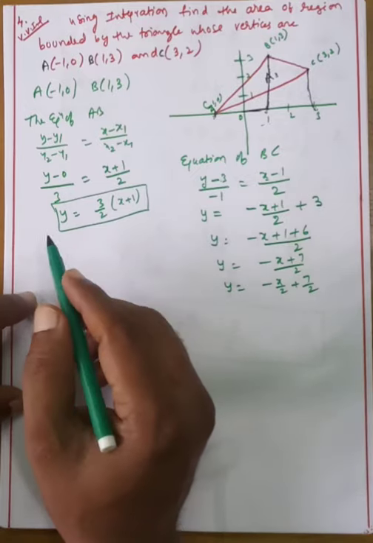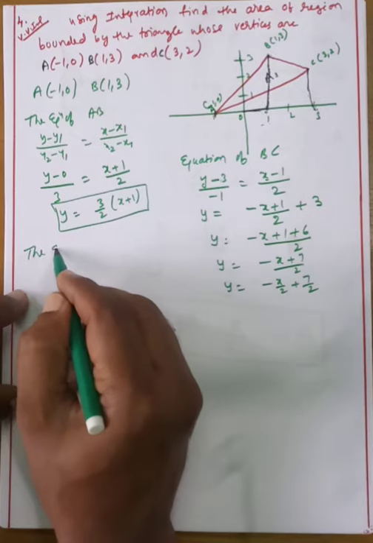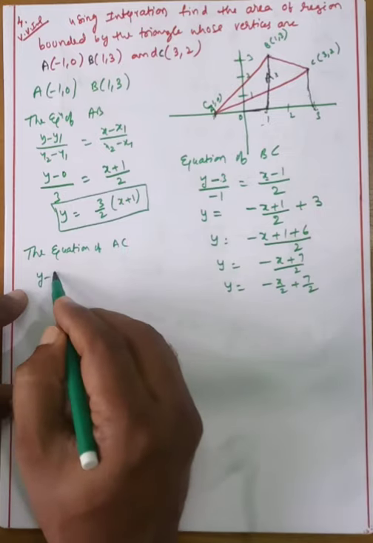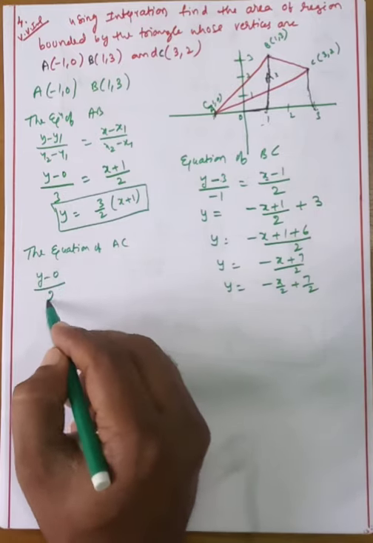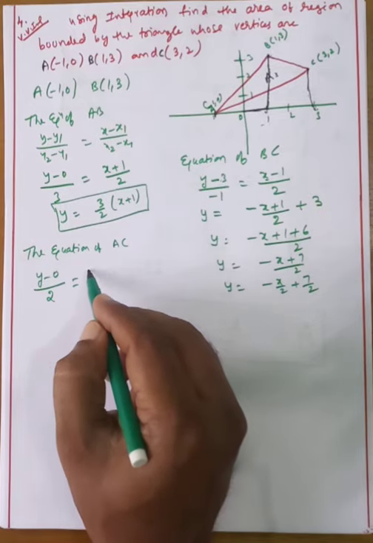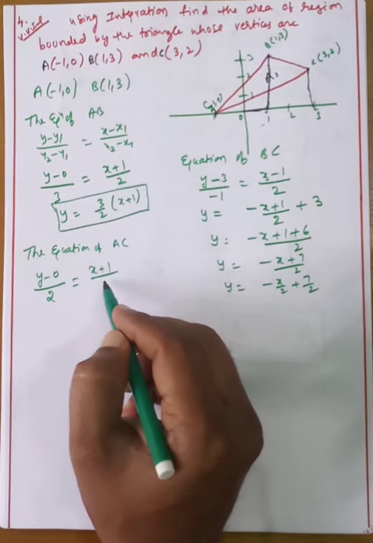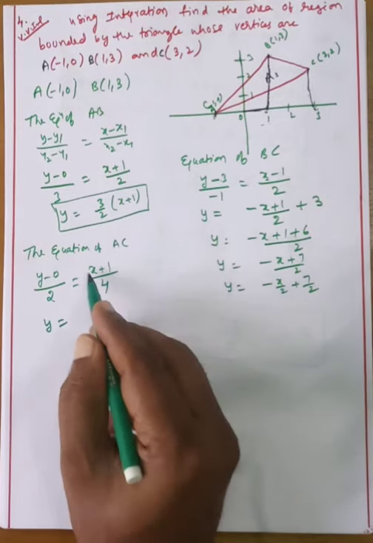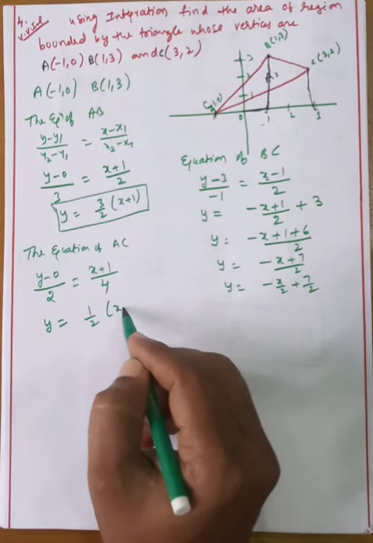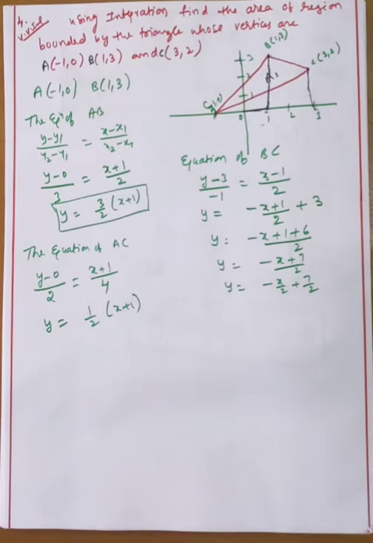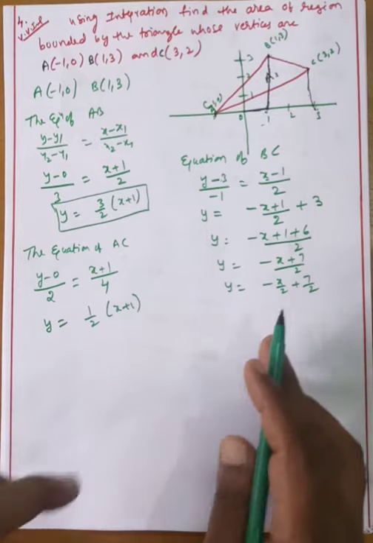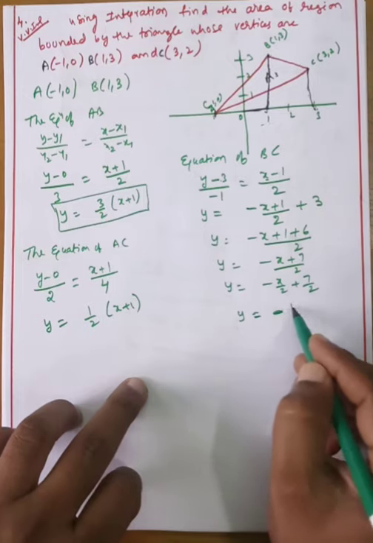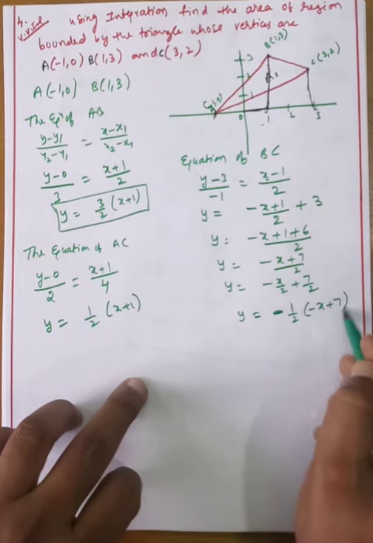Next we are going to the equation of AC. Now y minus 0 by y2 minus y1 means 2, equal to x minus x1 means x plus 1 by x2 minus x1 means 4. Now y is equal to 2 by 4 means 1 by 2 into (x plus 1). Okay, my dear students, no problem at all. Why I take this? y is equal to 1 by 2 into (minus x plus 7). No doubt.